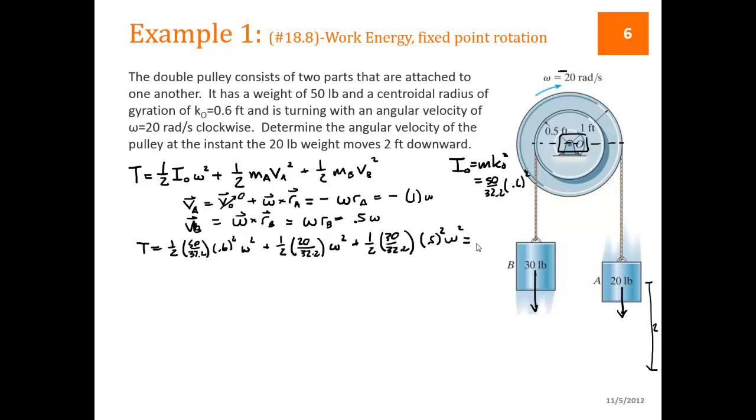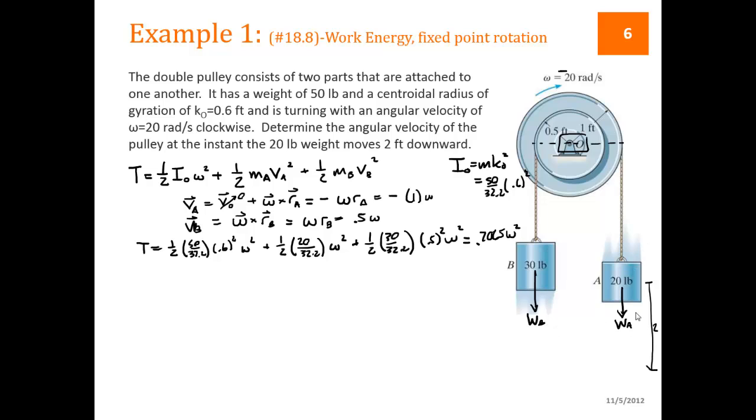We can actually crunch all those numbers and we get 0.7065 omega squared. So now we need to do the work. If we're looking at this system, the only two forces that are doing work are WB and WA, right? The forces in the cables are internal, so they don't do work. There are no forces acting on this pulley except the ones on the pins, and that pin isn't moving, so those forces aren't going to do any work. So the only two forces we're worried about are WA and WB.